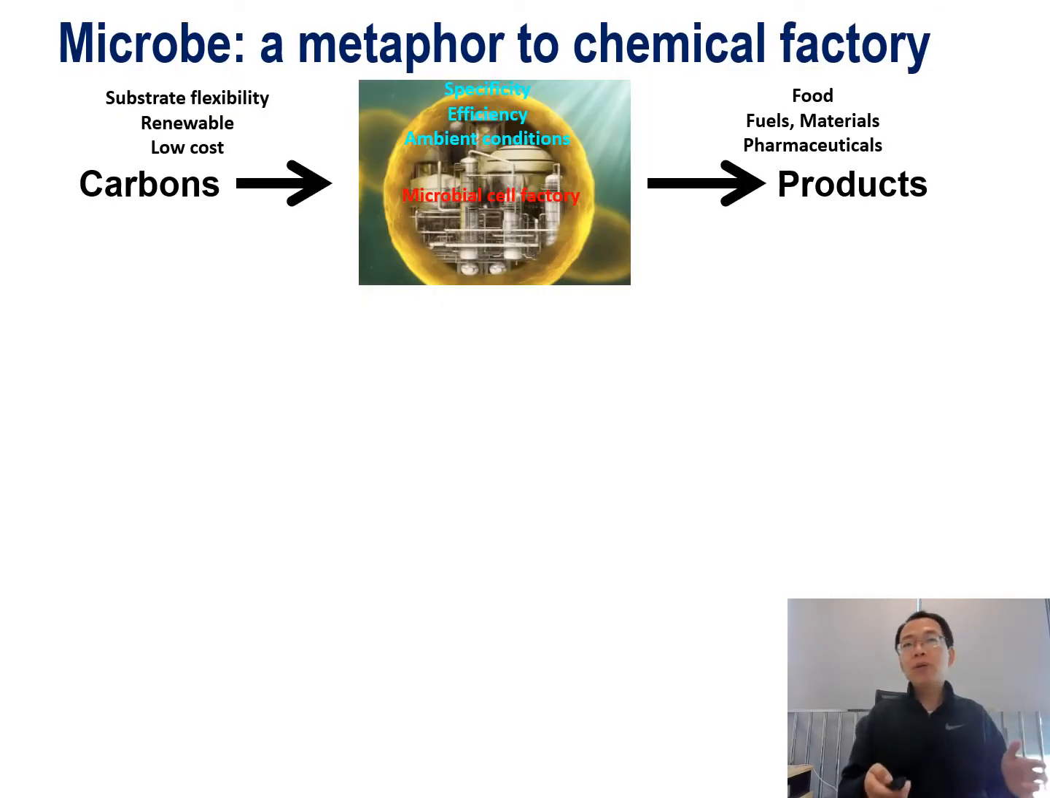So as a chemical engineer, we look at the cell as a microbial cell factory. The nice thing about biomanufacturing is that you have flexible substrates, it's renewable, and it's low cost. Enzymes are very specific, can be very efficient, and perform their function under ambient conditions. And we can make a range of different products, including food, pharmaceuticals, and drugs.